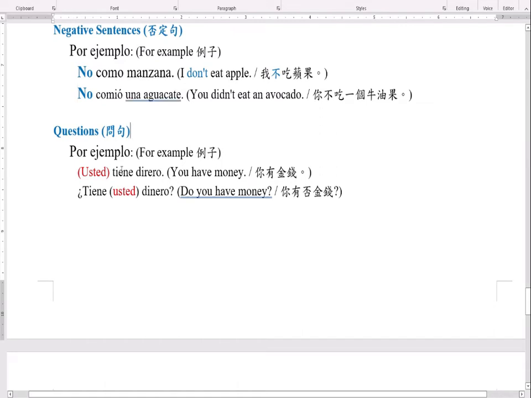Form questions. For example, tiene dinero. This means you have money. And if you form the question, you just add a question mark after the sentence and a reverse question mark before the sentence to create a question. And you read it, ¿tiene dinero? Do you have money?